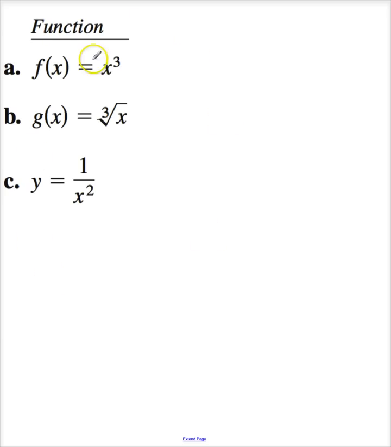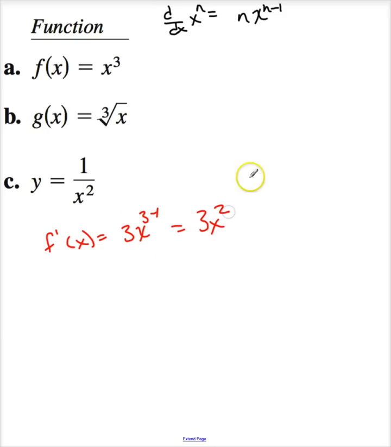Let's see if we can use the rule. The derivative with respect to x of x to the n is n x to the n minus 1. I'll write it up here for us. So f prime of x is 3x to the 3 minus 1, or 3x squared.